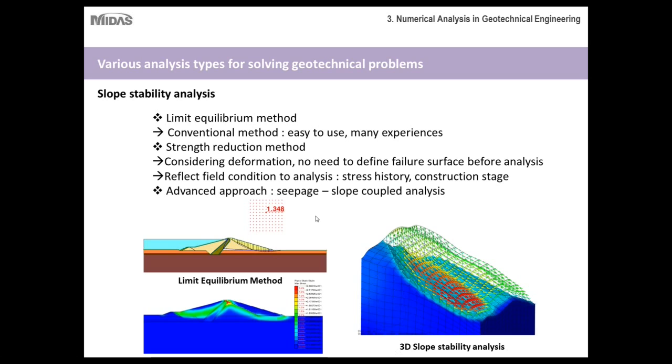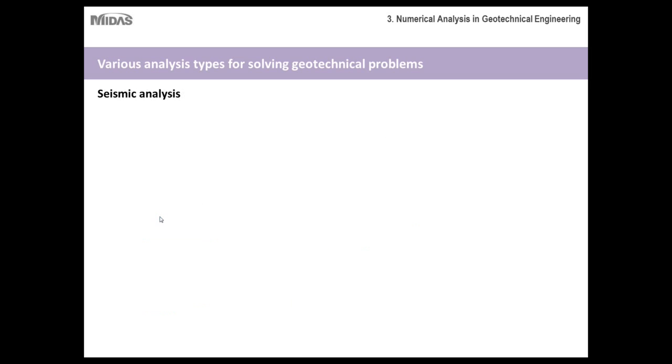And then for advanced approach, a seepage slope coupled analysis. So for example, for a levee, if you would want to analyze the effect of pore water pressure on your slope stability, then a coupled analysis would be ideal.